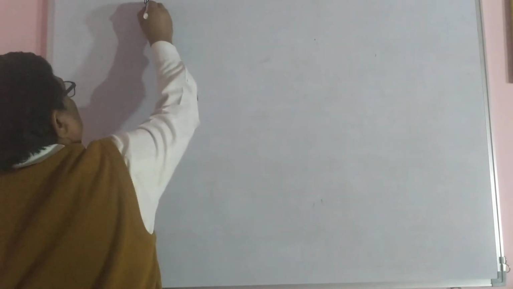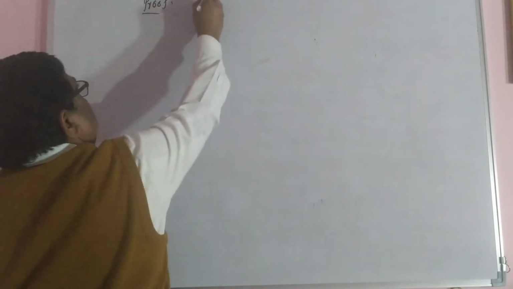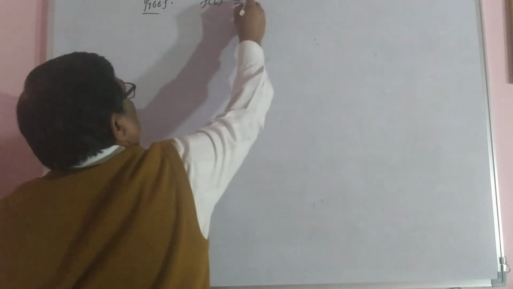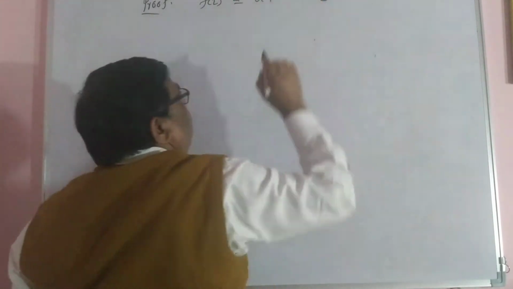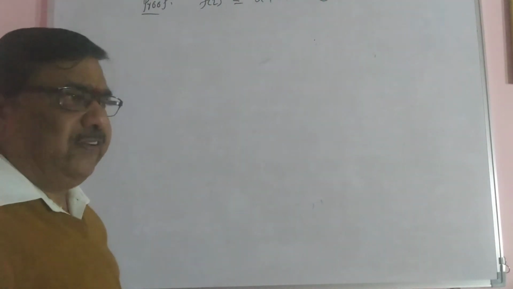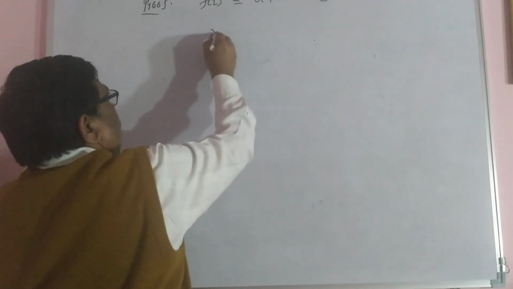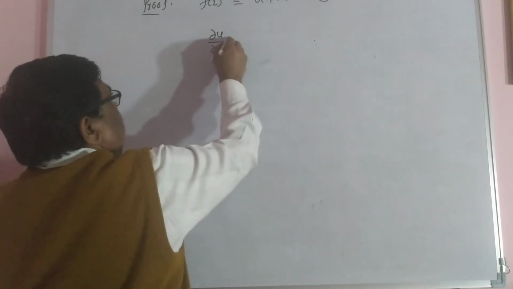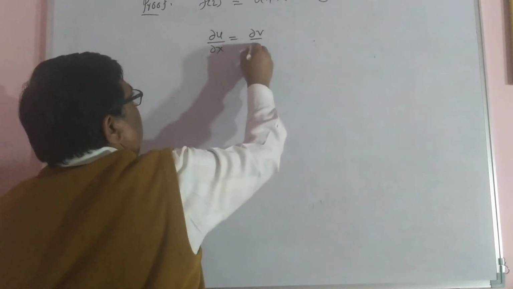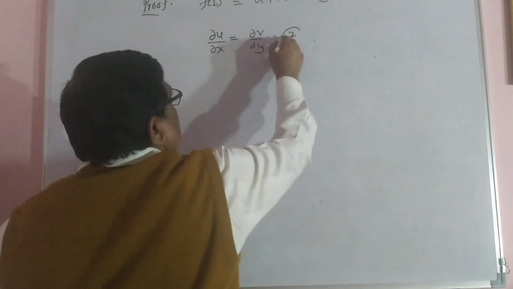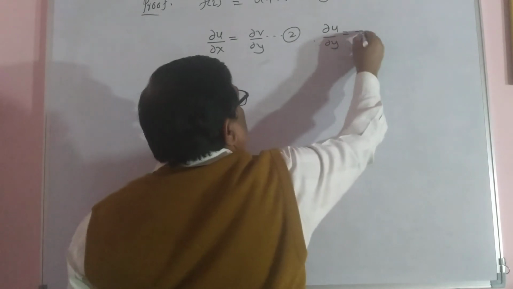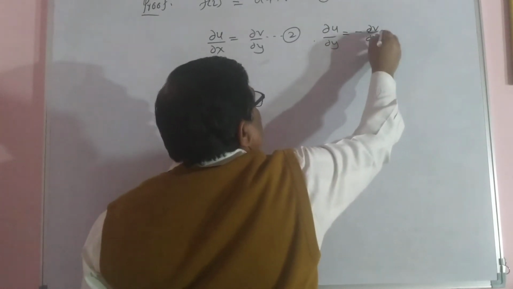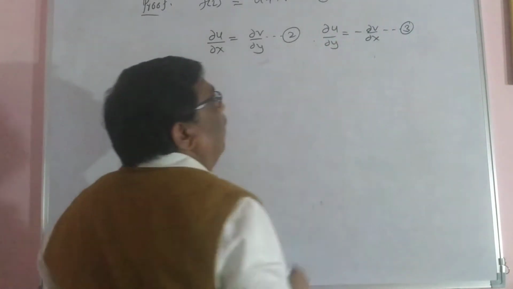Here, proof. f of z equal to u plus iv. This is a complex function in which the CR equations exist. So ∂u/∂x equals ∂v/∂y, call it equation number 2, and ∂u/∂y equals minus ∂v/∂x, equation number 3.